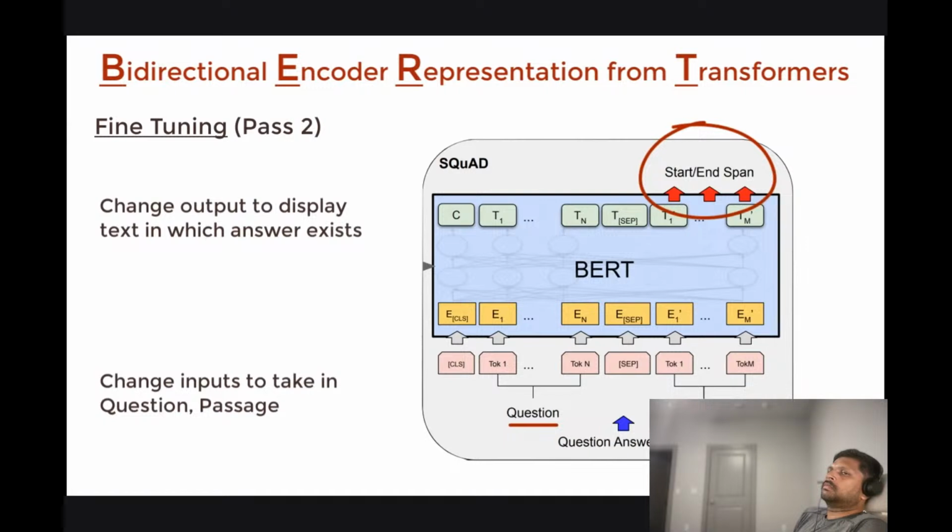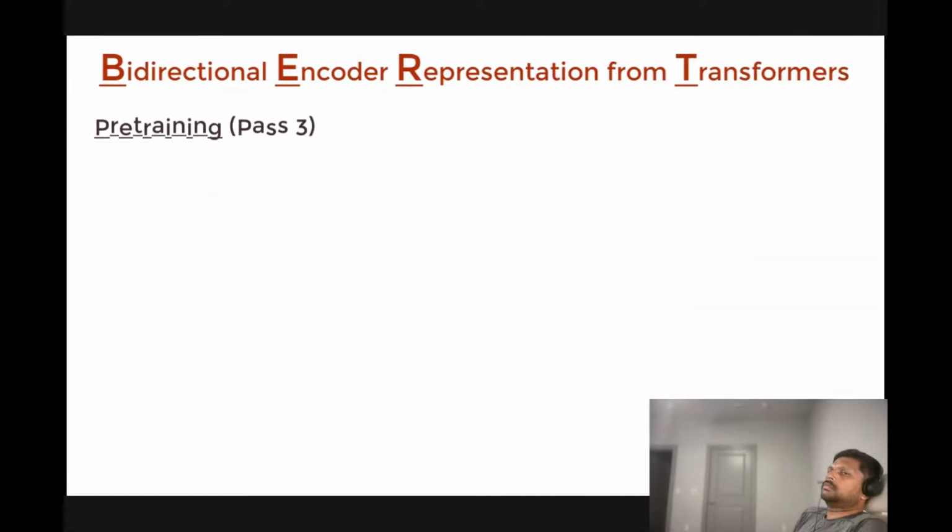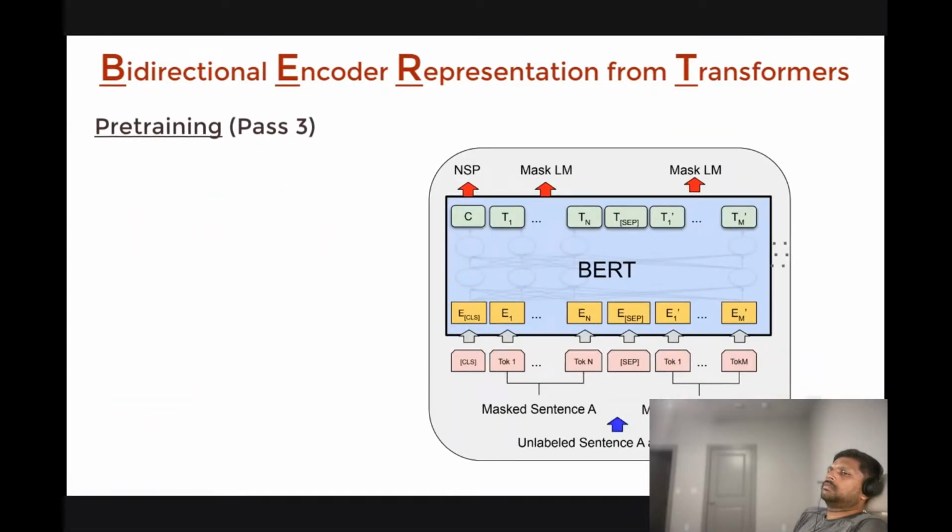Now, that's pass two of the explanation. Now for pass three, where we dive further into detail.